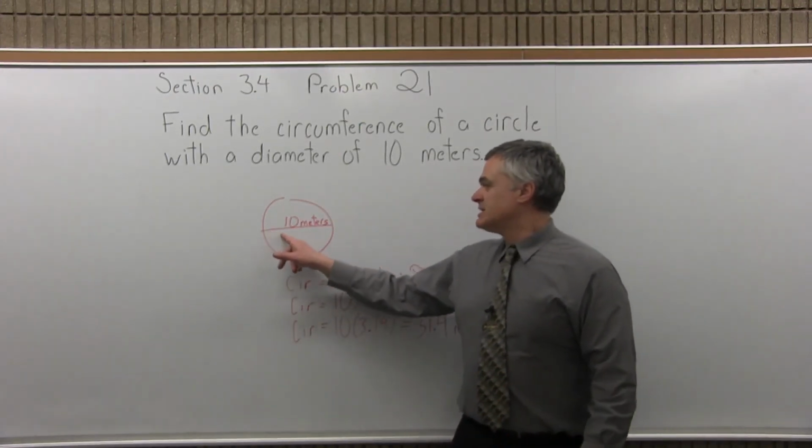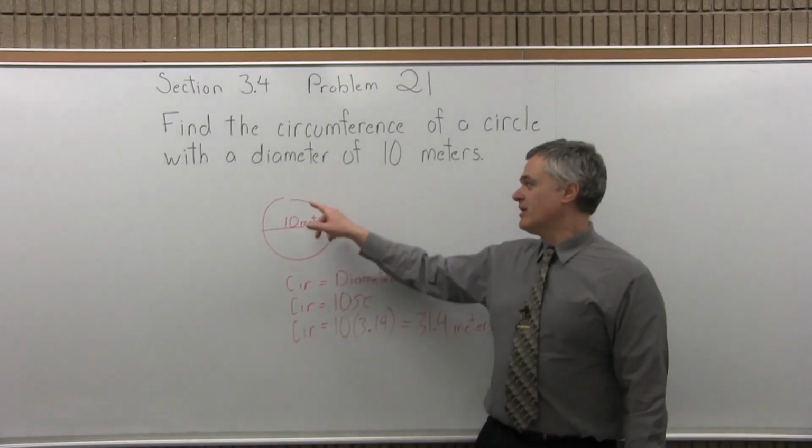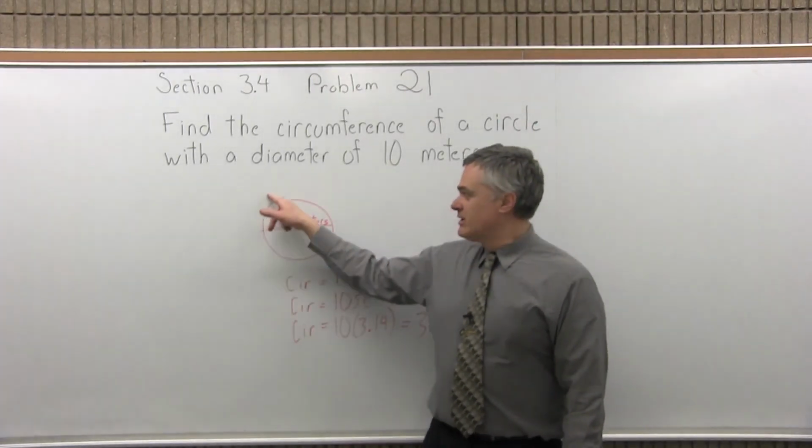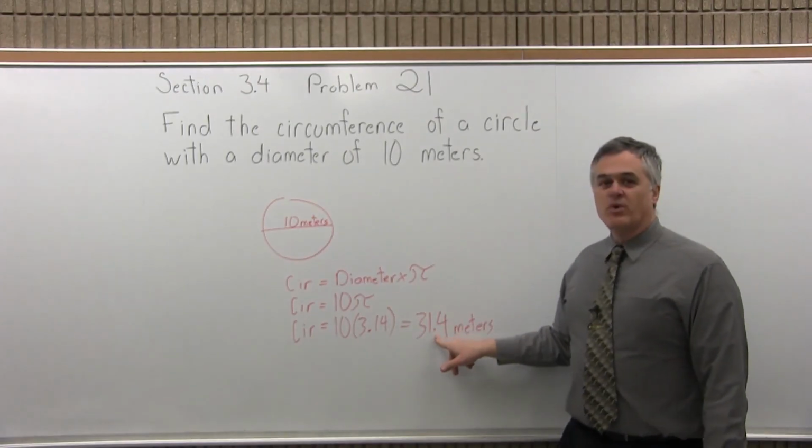So in other words, if it's 10 meters to go across the circle through the center, the distance to make it all the way around the circle once would be 31.4 meters.